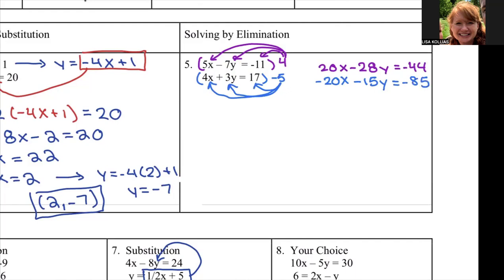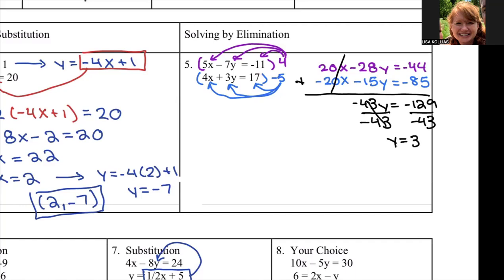Now, the reason you're going to do that is because now you're going to add down. And when you add down, the negative 20x and 20x cancel. Negative 28 minus 15 is negative 43y. The other two, when I add them, negative 44 plus negative 85 is negative 129. And as I solve for y now, because now I only have one variable, I divide by negative 43, and y is a nice 3.